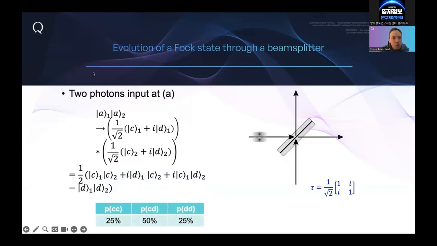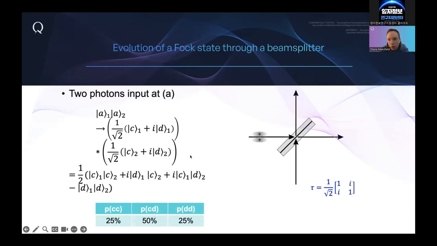Now we can ask what happens. It begins to get more interesting, of course. What happens when we put two photons at the input? So when we have two photons, we can do a little bit of calculation for this one. We're going to put both of the photons in on mode A again. So that's A1 and A2 here. And we're going to see what happens.